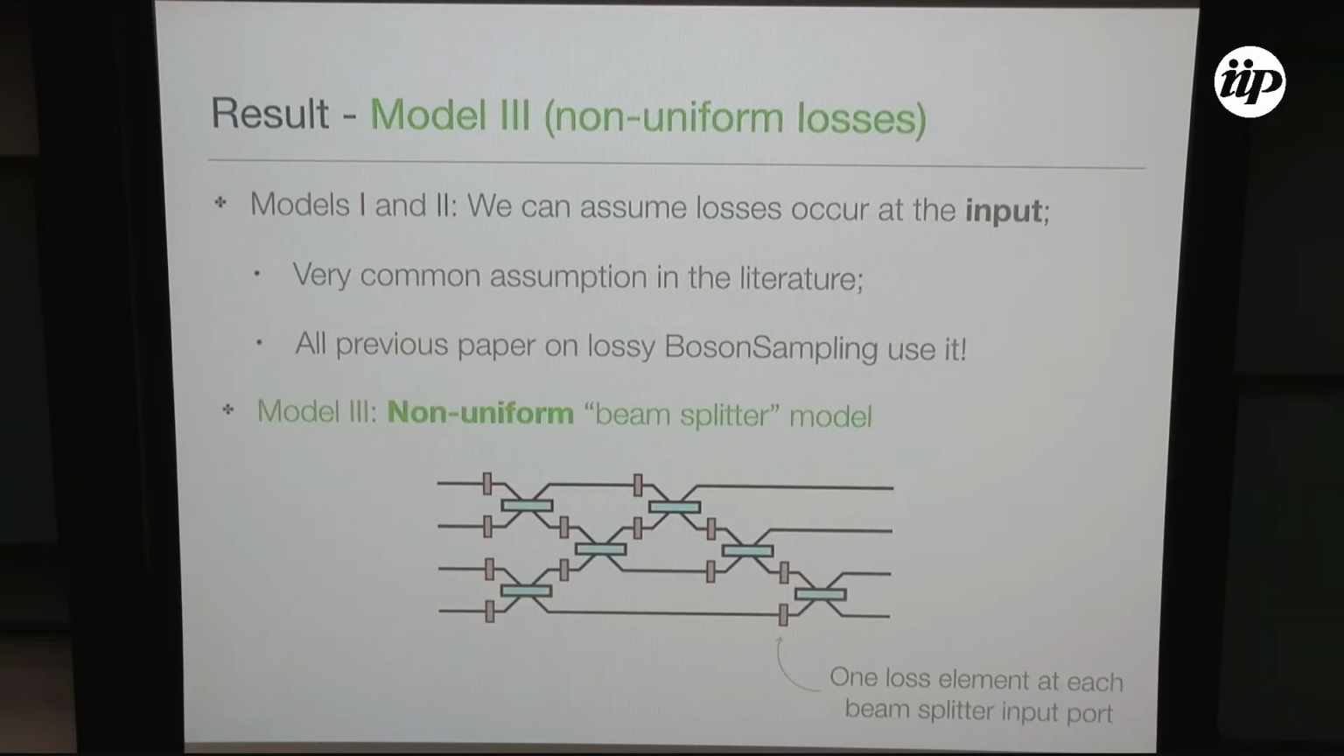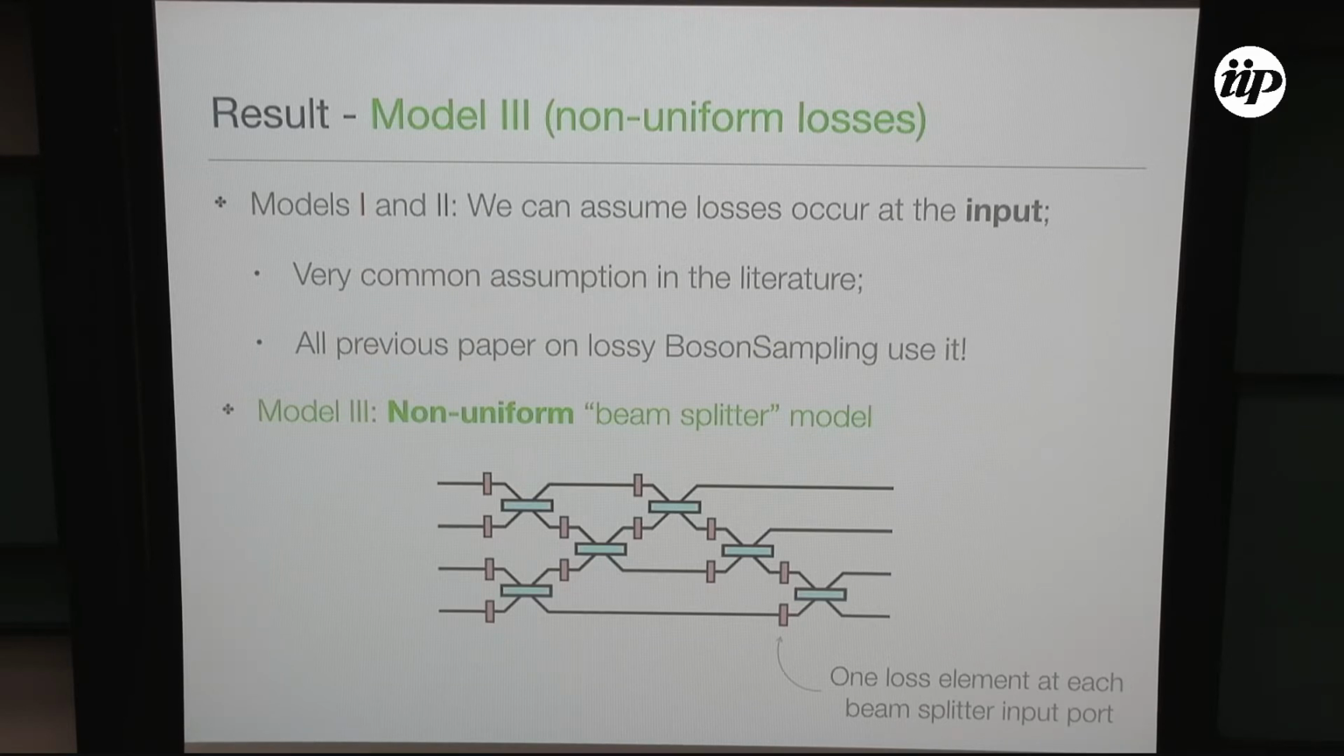Now, the third loss model that we consider we're going to call non-uniform losses. In the previous two models, we could assume that the loss always occurred at the input, and this is a very common assumption in the literature. All previous papers on boson sampling consider this as well. But now imagine that you have a linear optical network that's not balanced, so it's not very symmetric. And now the losses might depend on the path that the photon takes through the circuit.